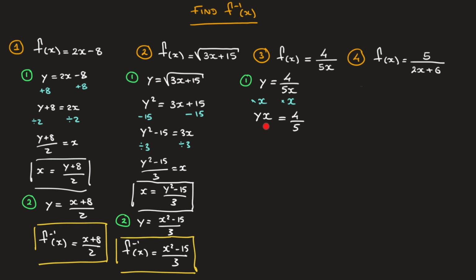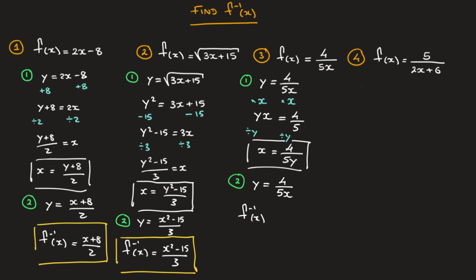Now on the left-hand side, x is being multiplied by y, and so to get rid of that y, I divide both sides by y. And that leads us to x equals 4 over 5y. And that's the first step done. I move on to step 2, and in step 2, I swap the x and the y, leading us to y equals 4 over 5x, and finally I define the inverse function as inverse f of x equals 4 over 5x. And that's the answer.